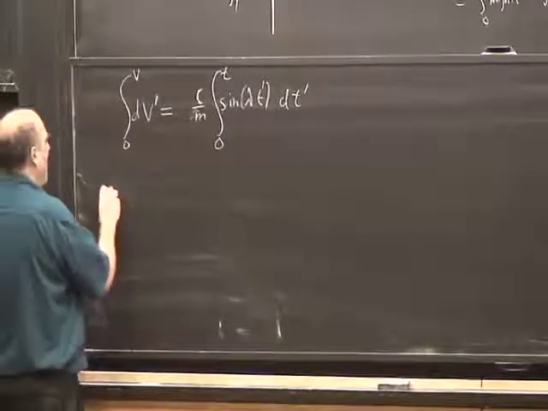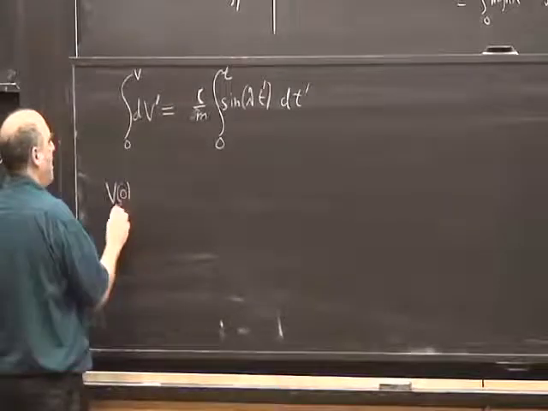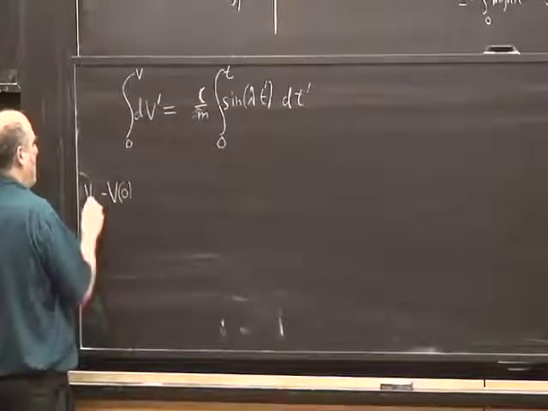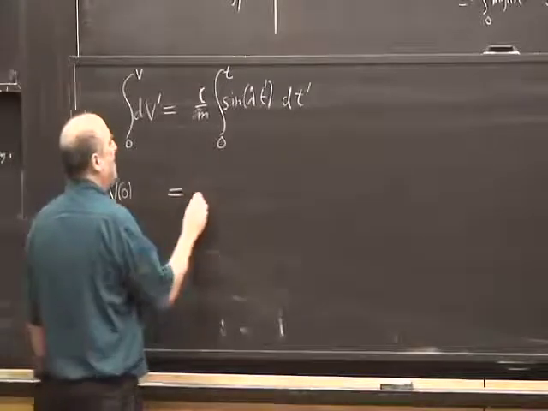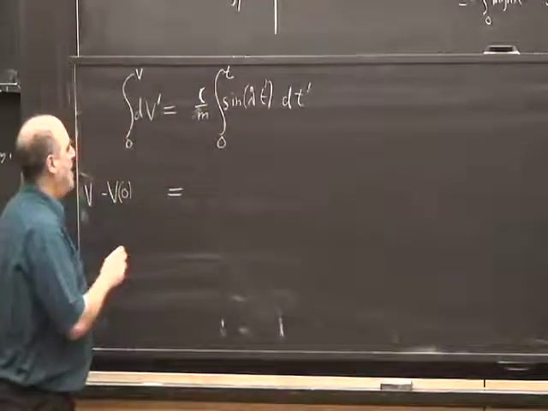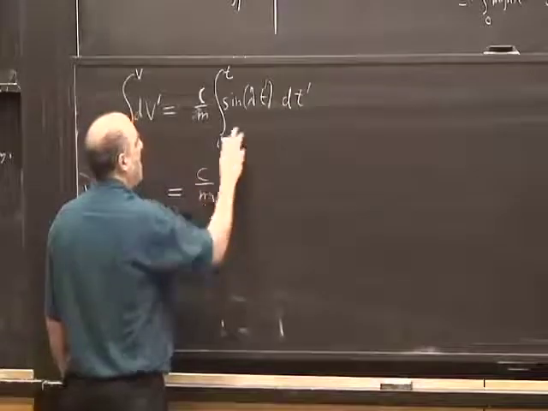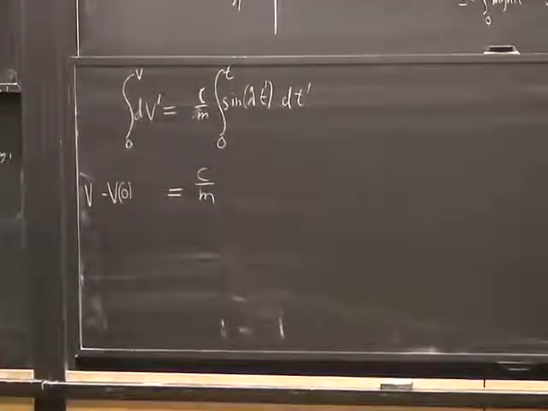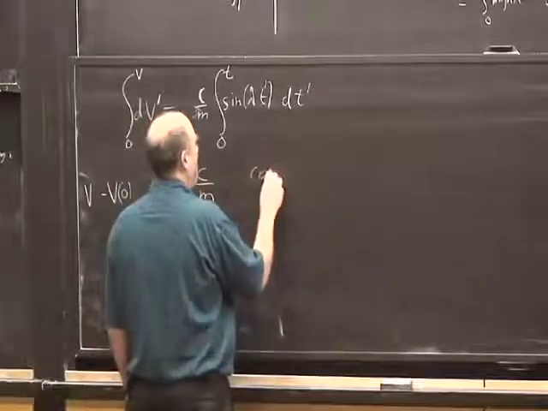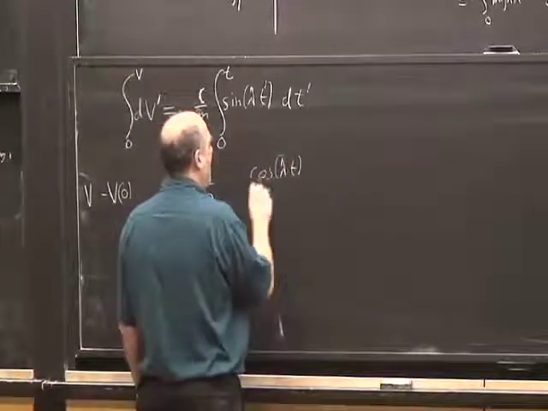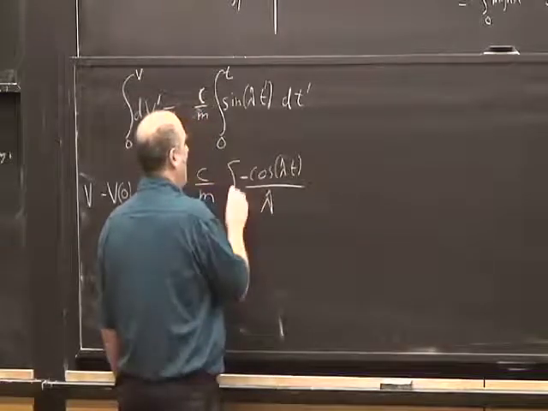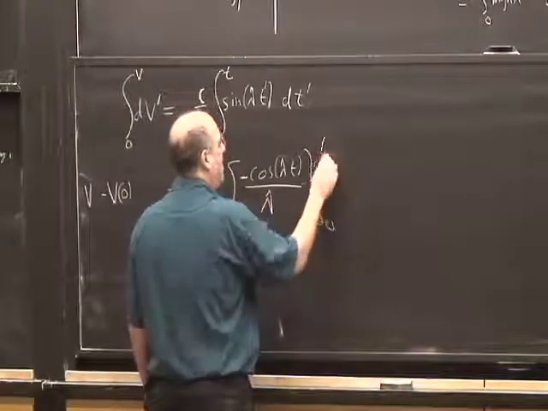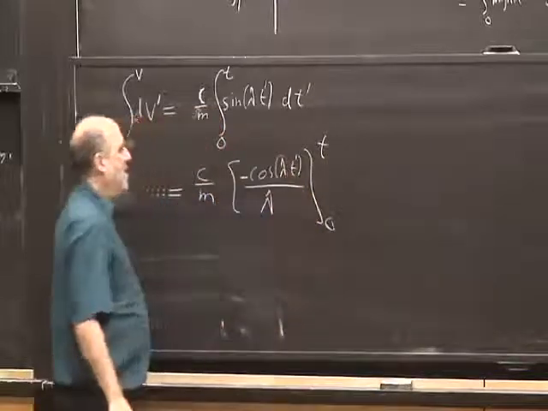So this tells us then that the velocity we're interested in minus the velocity at time equals 0 is equal to this integral. And what is this integral? It's c over m. Now we have to take the integral of the sine function, which is the cosine function divided by lambda. So this is cosine lambda t divided by lambda, but there's a minus sign in there. And then we're going to evaluate this between 0 and t, and we've got our t prime like so.